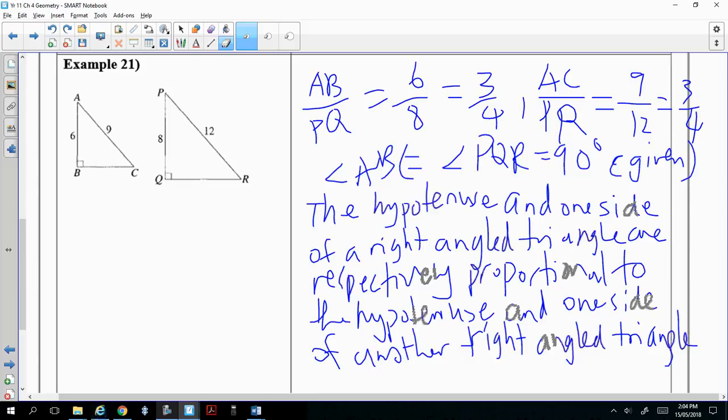Hypotenuse, so you have to specifically mention this, and one side are proportional to the other triangle's hypotenuse and one side. So hypotenuse has to be proportional to the hypotenuse, side has to be proportional to the side. Can't you just say that the hypotenuse is in proportion? Maybe. Right angle triangle. Okay, let's move on. Okay, let's look at the next one.